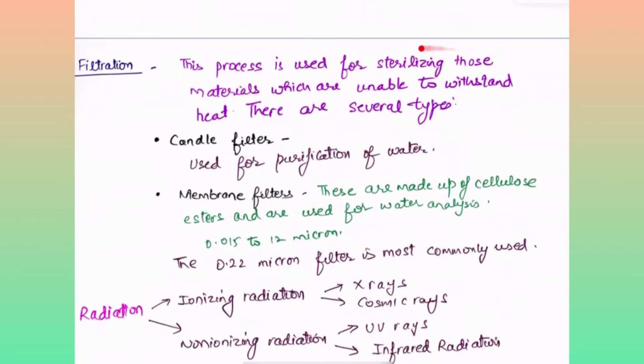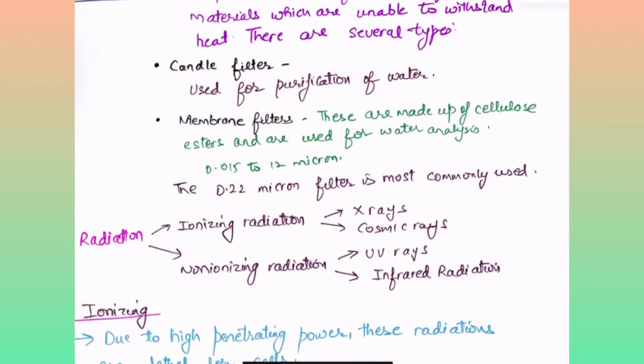Filtration is a process used for sterilizing those materials which are unable to withstand heat. And there are several types, like the candle filter used for purification of water, and membrane filters, which are made up of cellulose esters and are used for water analysis, with pore sizes of 0.015 to 12 micron. The 0.22 micron filter is most commonly used.